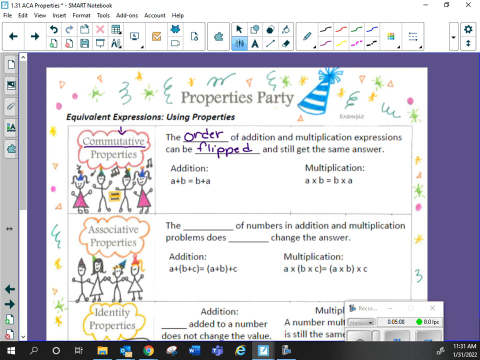Do we agree with that statement? Yes. 4 plus 2 is the same as 2 plus 4. Okay? So they have the algebraic version of it. A plus B is the same thing as B plus A. Again, I'm going to put a numbers example in there just so we have reference. Ryan, give me 2 numbers to add. 12 plus 50.